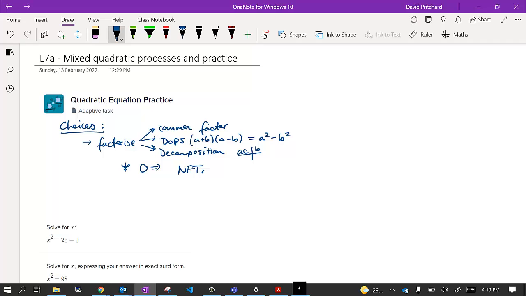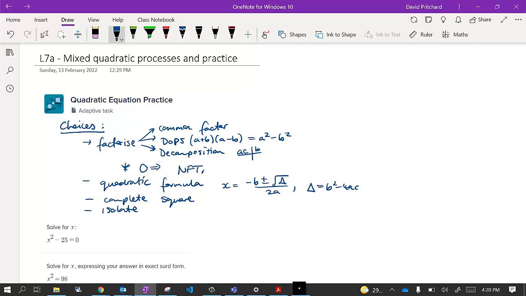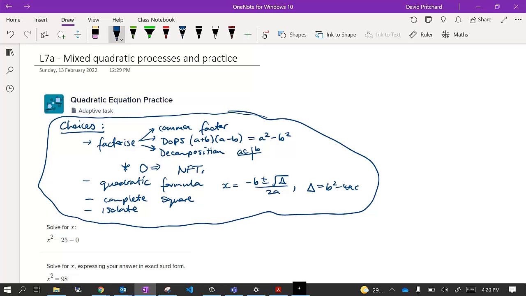We'll look at that. You could use quadratic formula. So that old chestnut where you've got x is equal to negative b plus or minus the square root of the discriminant on 2a, where the discriminant is b squared take 4ac. You could isolate, you could complete the square. So there's lots and lots of little skills that you have to choose from, and sometimes the way that you take won't be the quickest way, but if it works for you, then that's okay. So let's look at the first one.